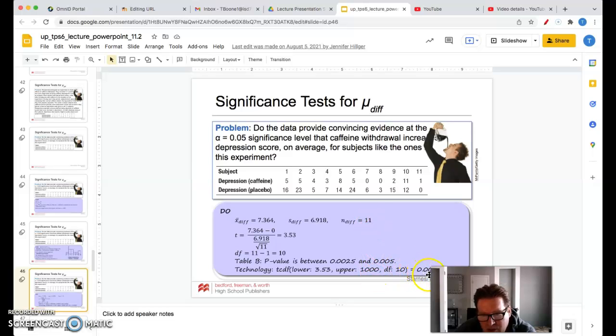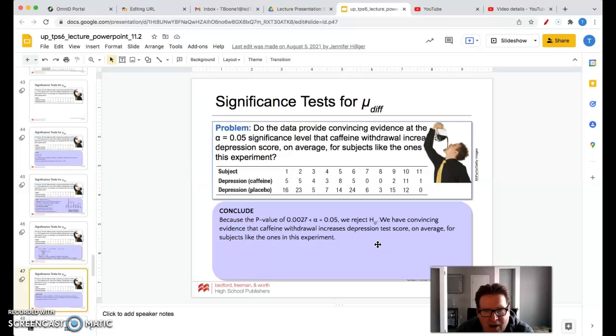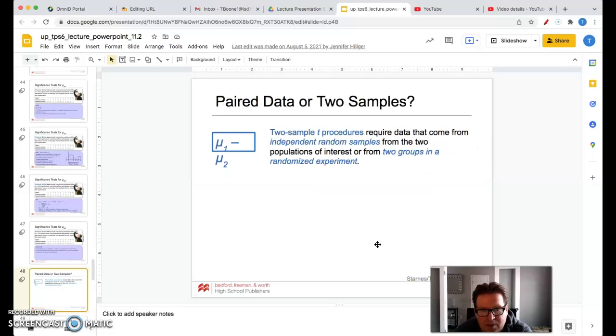We get 0.0027. It looks like that is what we have there. So I like that a little bit better. As we compare that p-value to our significance level, we are lower than that. So we are going to reject the null hypothesis. And so we do have convincing evidence for the alternative hypothesis that caffeine withdrawal does increase depression scores on average for subjects like ones that we see here. So that's our experiment there.